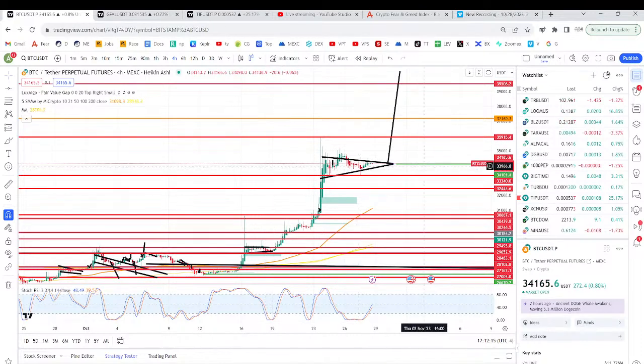I believe Bitcoin is going to slowly but surely break out, especially towards the beginning of next week, which is in less than about 36 hours actually.